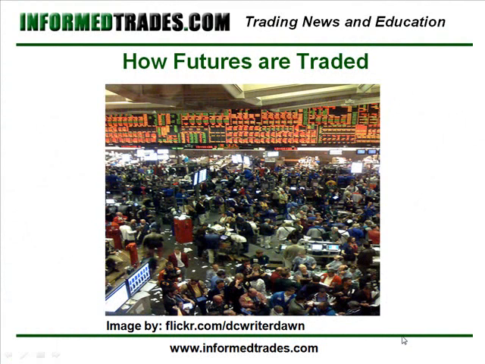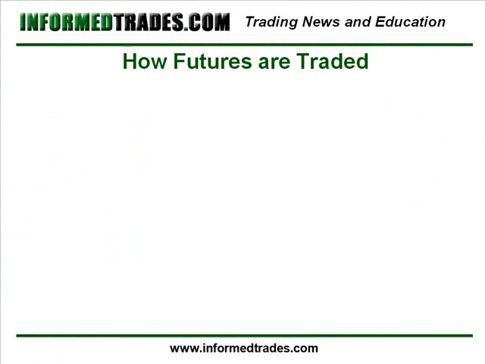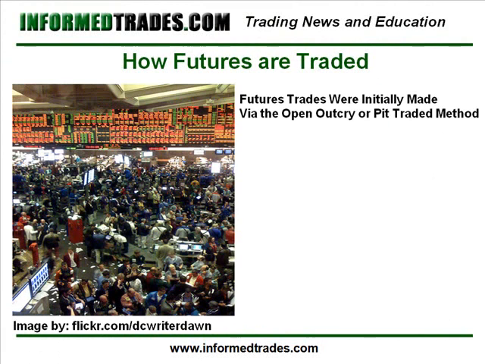Up until relatively recently, futures contracts were all traded via what is referred to as open outcry or pit trading. For those of you who have seen the movie Trading Places, you probably remember the end of the movie when Dan Aykroyd and Eddie Murphy make a fortune by buying and selling orange juice futures in the commodity pits. For those of you who are not familiar with what open outcry trading looks like, I've included a link below to this video on Informed Trades where you can see for yourself.